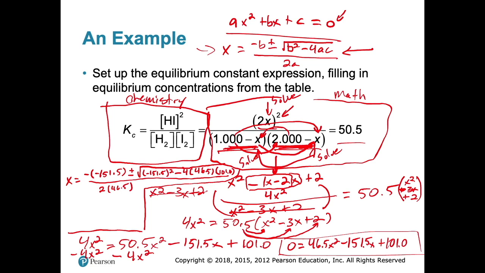I'm going to go ahead and give you the answers, and you try to do this and see if you get the same thing. You're either going to get x equals 2.323 or x equals 0.935. So far, so good. Are you guys getting the same answer?